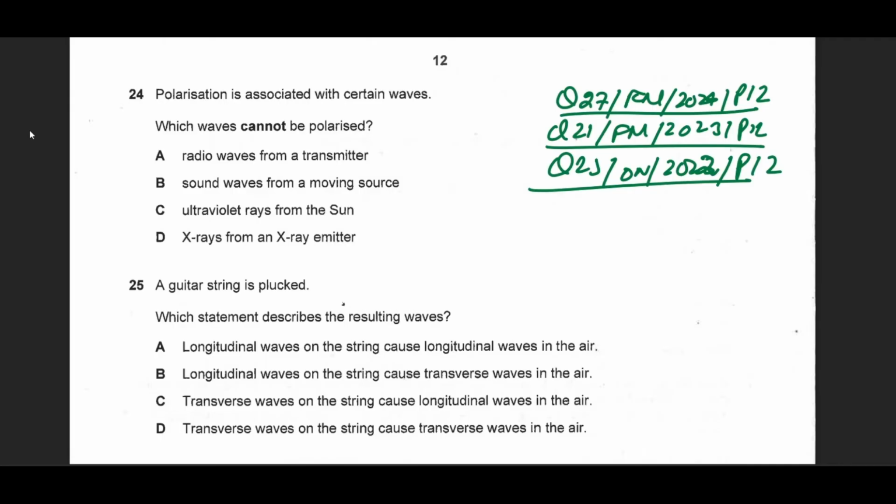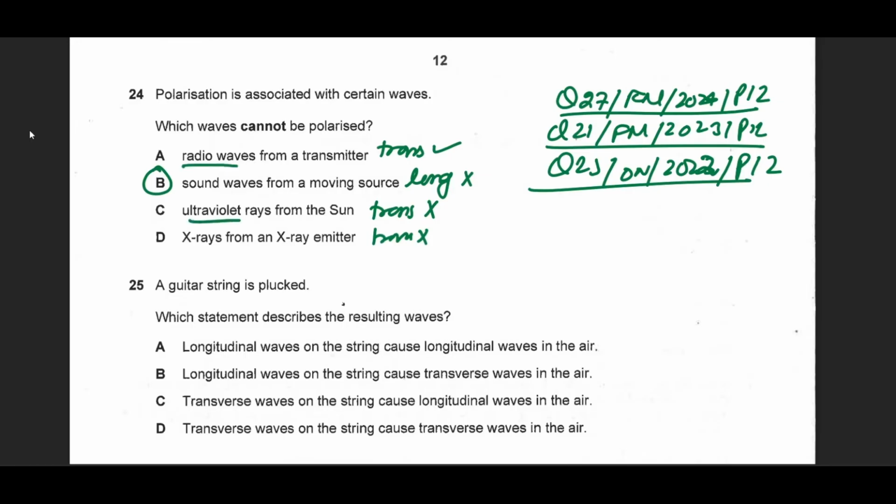Only transverse waves can be polarized. Longitudinal waves cannot be polarized. So he says, what cannot be polarized? Radio waves, it's a transverse wave. It can be polarized. Sound wave, yes. This is what cannot be polarized because it's a longitudinal wave. Longitudinal waves cannot be polarized. Ultraviolet, again, it's a transverse wave, can be polarized. X-ray, again, transverse wave, can be polarized.